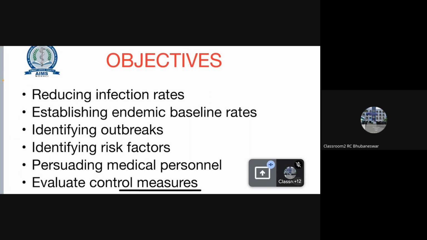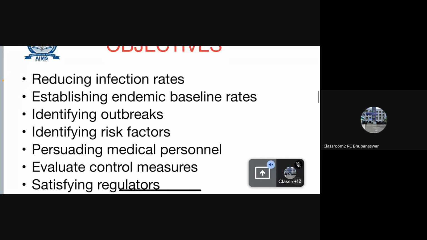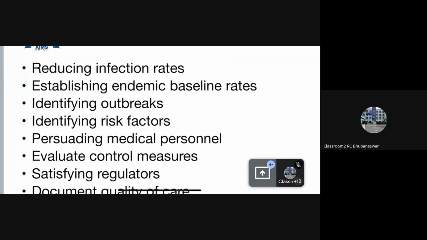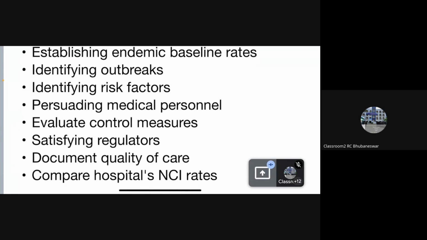Then we have to establish the endemic baseline rates so that some action plan could be made in cases of outbreaks, like for example, recently in Mohali there was an outbreak of cholera. So this team has to quickly identify, yes, it is an outbreak, and what are the steps to be taken. Then the team should identify the risk factors behind it. Then it should be able to persuade the medical personnel. And so what actions? Then evaluate the control measures and document the quality of care, and also we should know the NCI rates of the hospital.